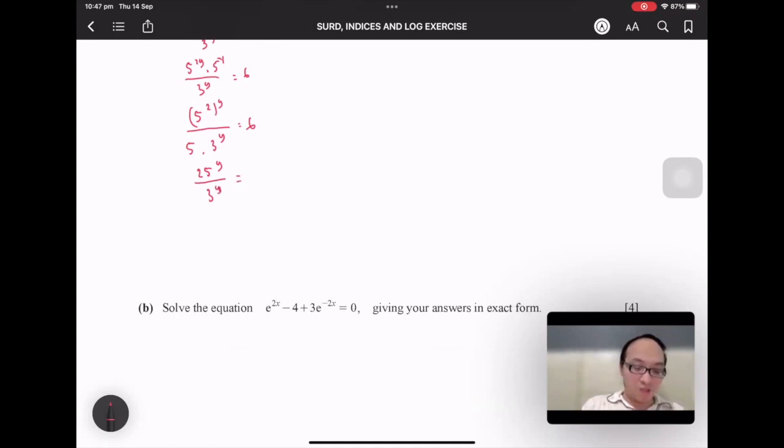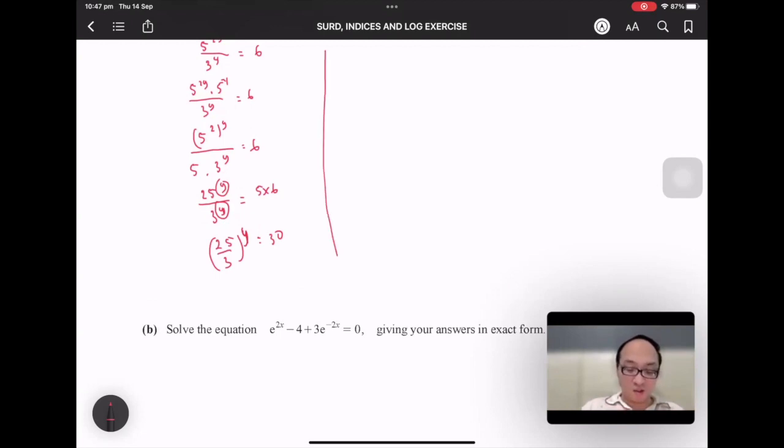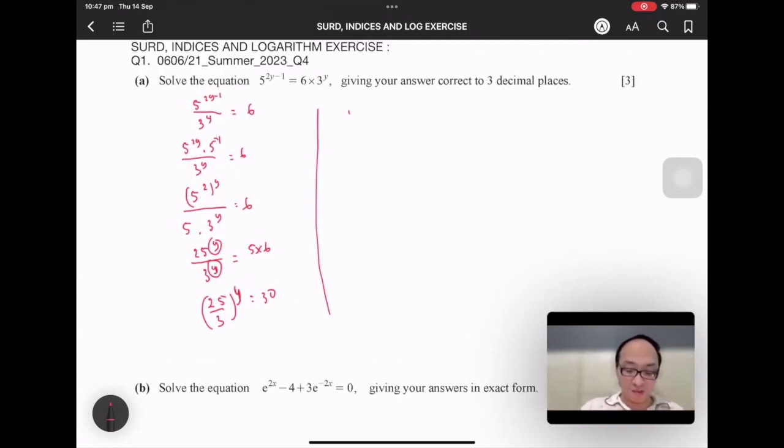And then the 5 is multiplied to the right. So we have 5 times 6 equals 30. And then we can collect the numbers, 25 over 3 to the power of y, because they have the same index. So it equals 30. And then to find the value of y, we can just use the logarithm.